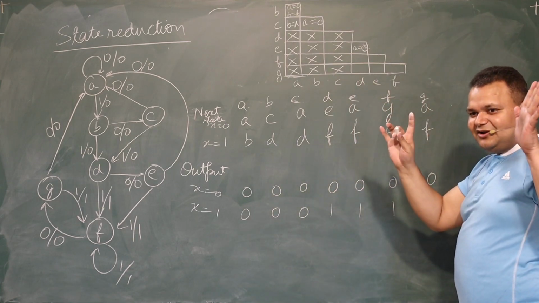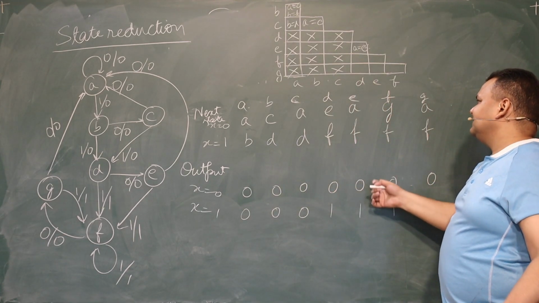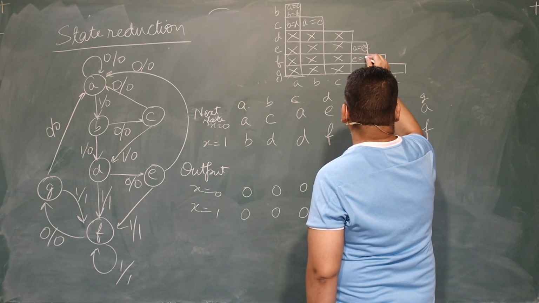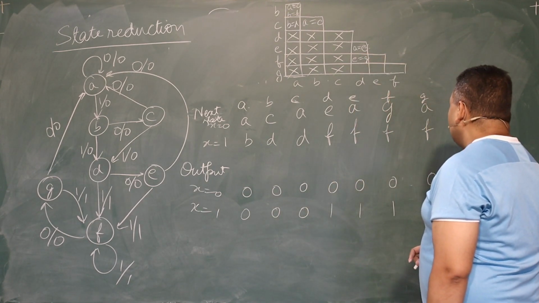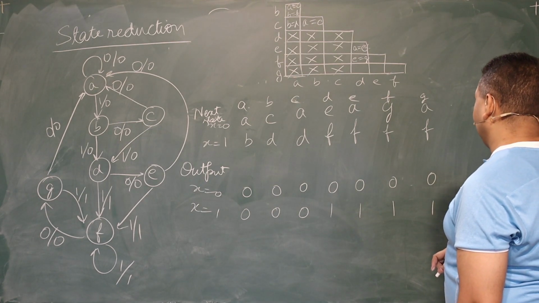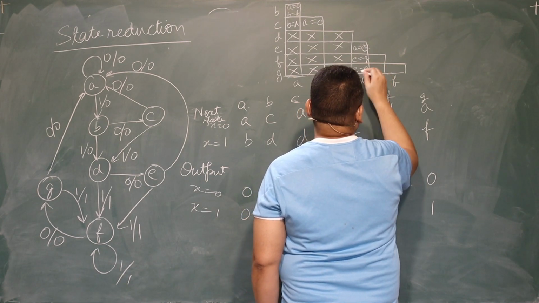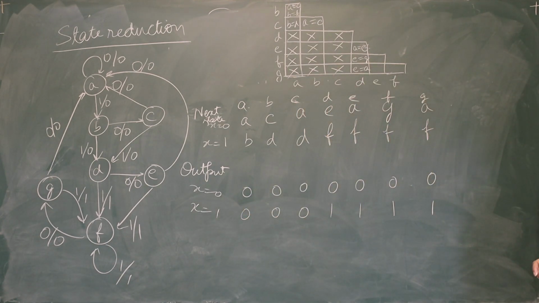So the first thing that you have to check is the outputs are the same. Then we go on to the states. Okay, so E and G. E is equivalent to G. What about D and G? E is equivalent to A. Okay, it will depend on that.